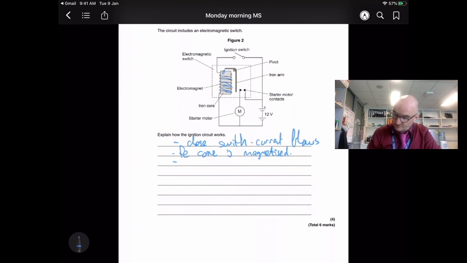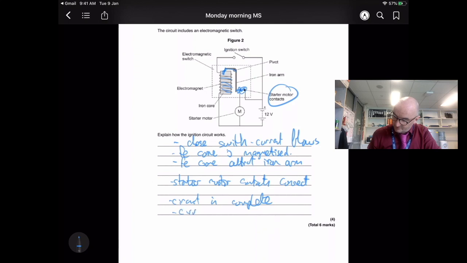Then what's going to happen? This becomes a magnet. It's going to attract the arm there, isn't it? So iron core will attract the iron arm. Because this is not soft iron, this is hard, it could be steel. And it's going to be attracted here. If it attracts it here, this comes down, that's going to go out, isn't it? If that goes out, then the starter motor contacts, well, they're going to connect, aren't they? The contacts are going to pinch together. If these come together here, that means the circuit is now complete. That means, again, we've seen this twice already, the current flows, and therefore the starter motor turns, and your car will begin its journey.